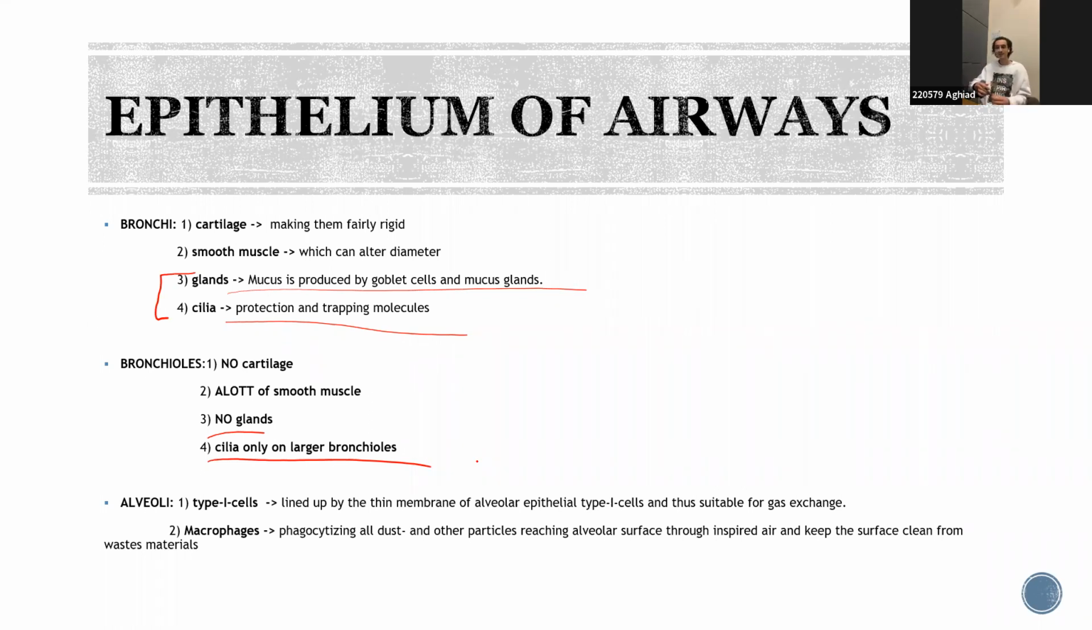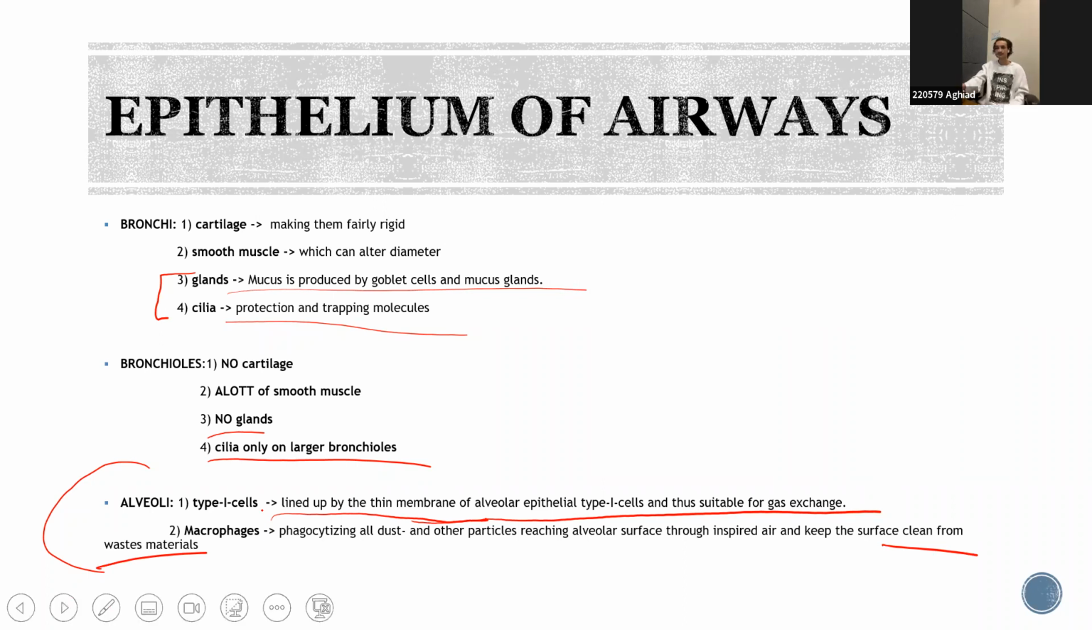Okay, and then finally you have the alveoli. They have a main thin membrane lined by alveolar epithelial type 1 cells. They're responsible for gas exchange. They're the thin ones that we talked about. Okay, and you have macrophages, again for immune reasons. You need to phagocytose any foreign bodies that your body doesn't need or doesn't want. Again, it keeps it clean from waste materials.